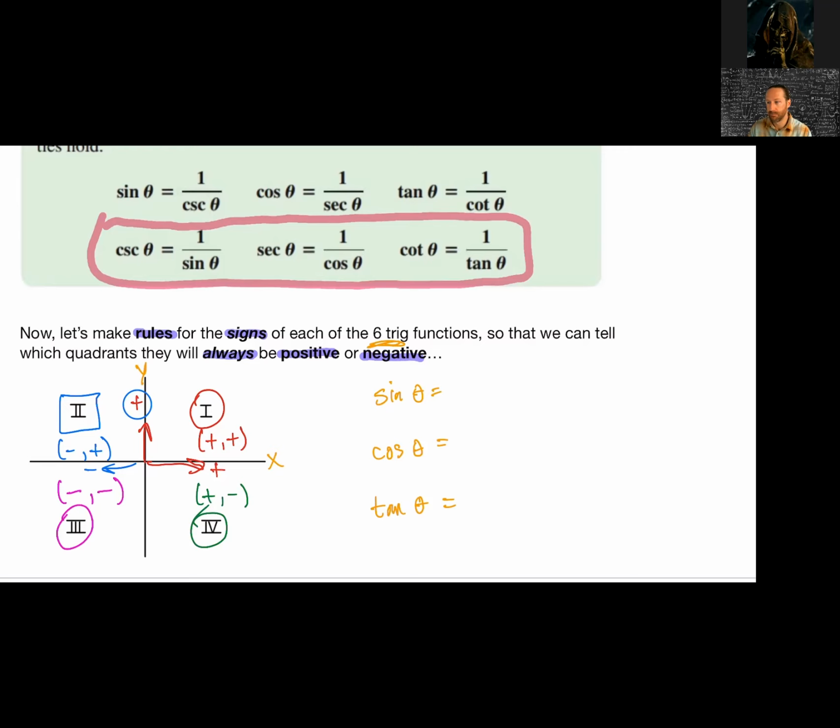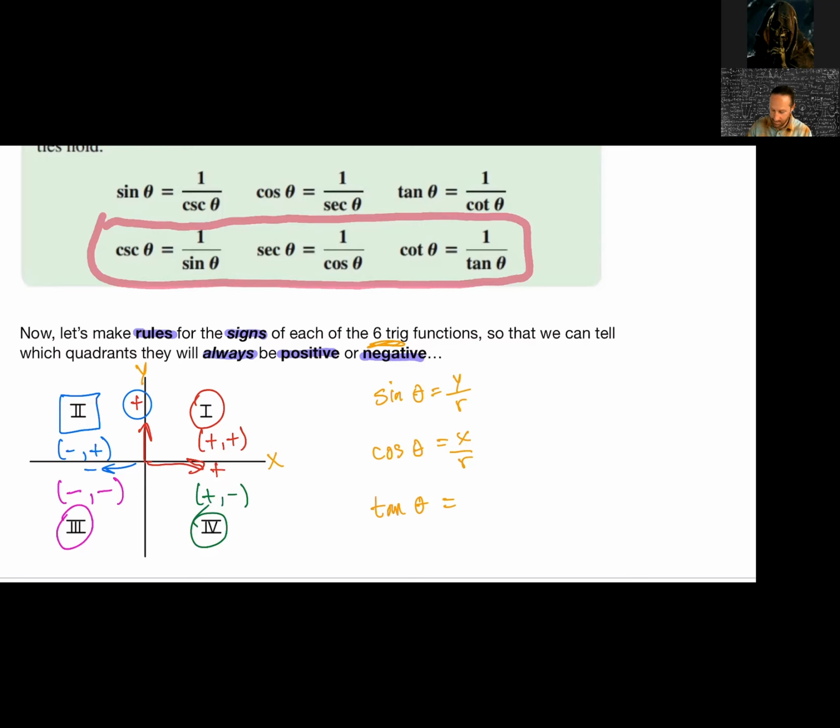Anyone? Sorry for those of you that are watching this back. Hopefully you're answering. Y over R. Then cosine. X over R. Somebody's going to answer. Go ahead, Charles. Oh, there you go. I was just going to say x over r like you just said right now. Perfect. Beautiful. And then how about tangent?